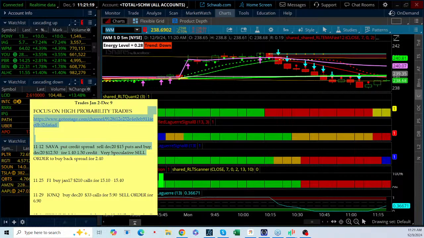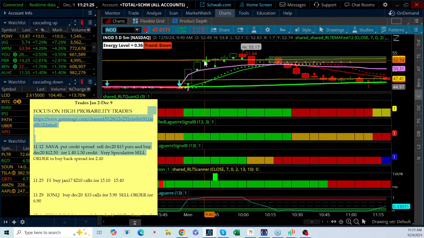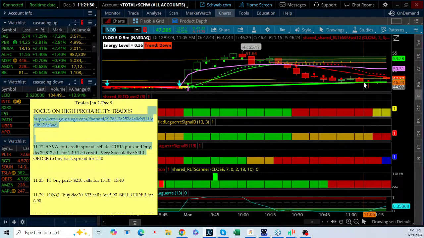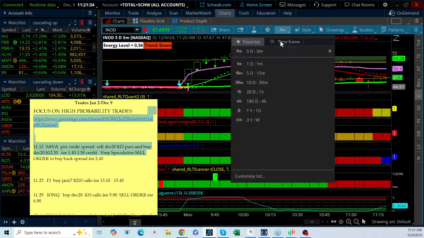I took this short, and I took it off down here. I did take INOD long off the pop up here this morning. Had a nice gap up this morning. I took it long. It's a nice daily setup. It's pulled back pretty hard, as you can see, but the daily chart on this thing is pretty nice.